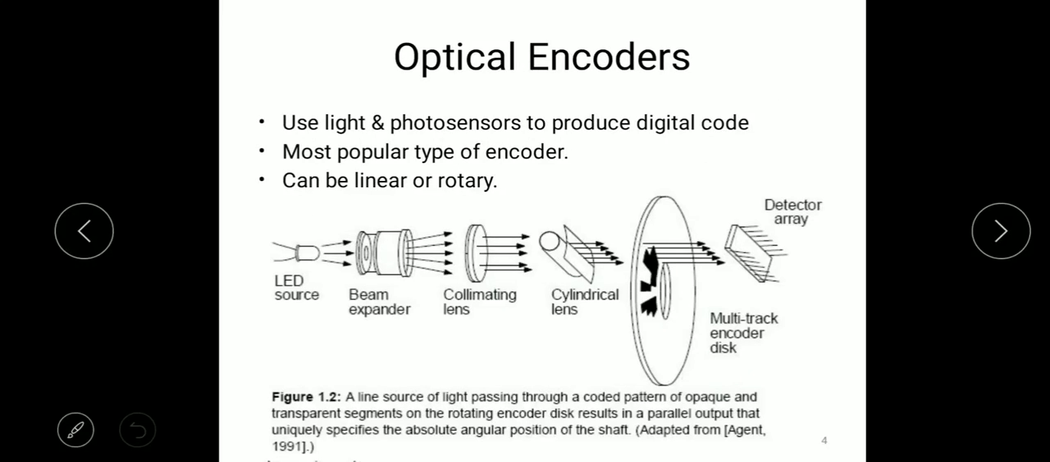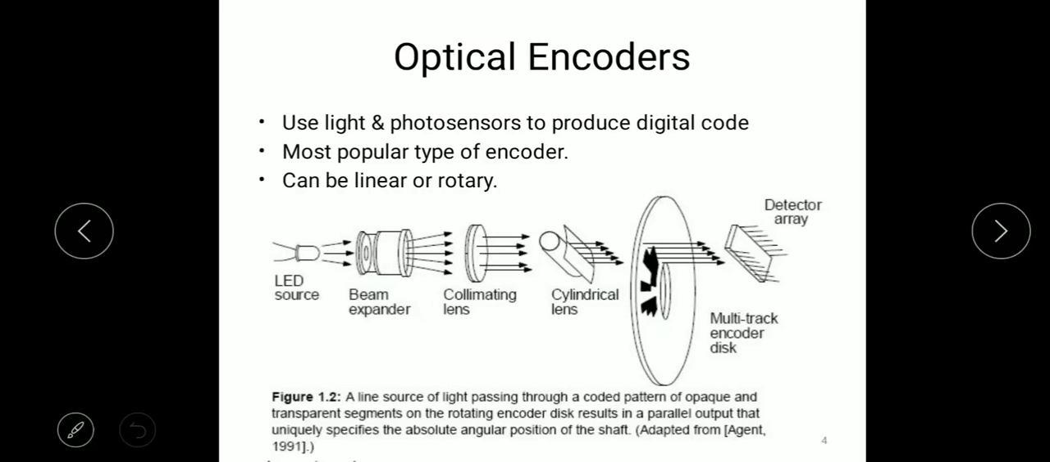Optical encoders. This is the only encoder that converts a position directly to digital form, without converting the physical quantity into an analog quantity first. No other encoder converts the physical quantity, that is position and orientation, directly to the digital form.